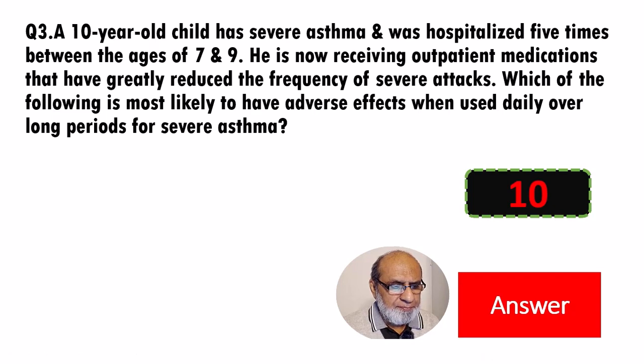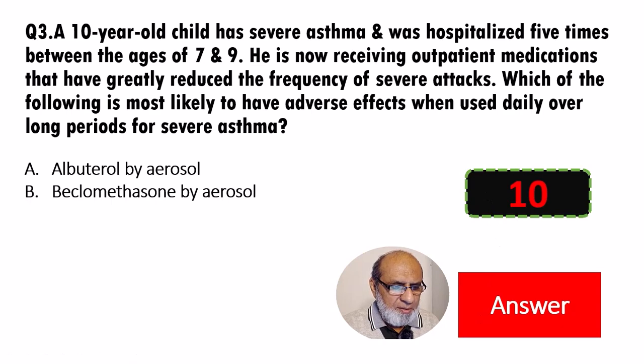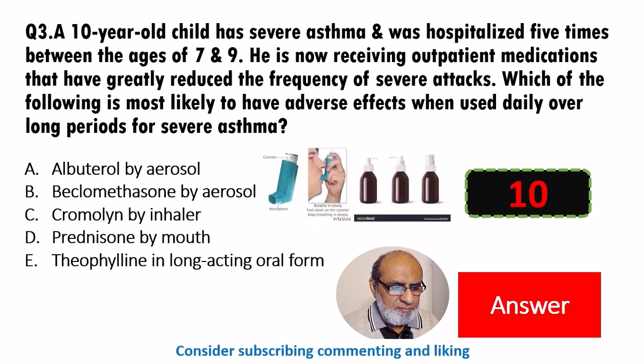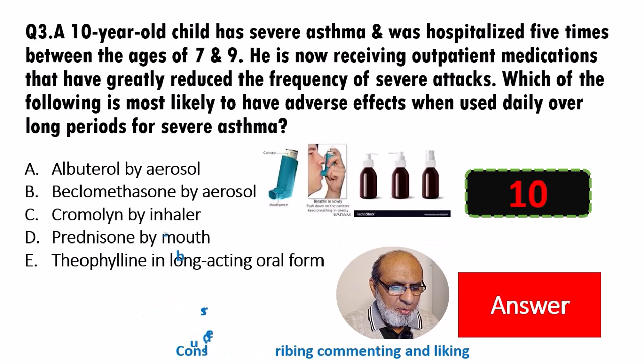Question 3. A 10-year-old child has severe asthma and was hospitalized 5 times between the ages of 7 and 9. He is now receiving outpatient medications that have greatly reduced the frequency of severe attacks. Which of the following is most likely to have adverse effects when used daily over long periods for severe asthma? A. Albuterol by aerosol. B. Beclomethasone by aerosol. C. Cromolyn by inhaler. D. Prednisone by mouth. E. Theophylline in long-acting oral form.